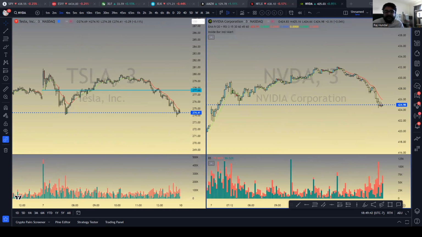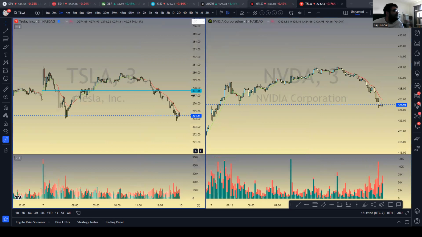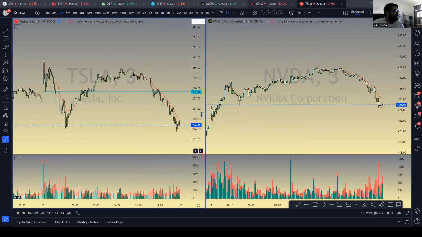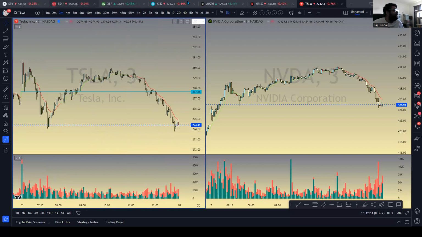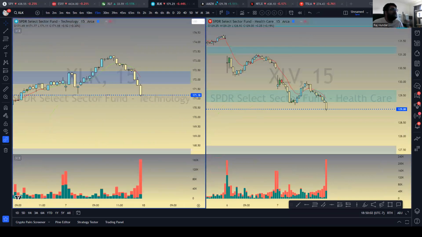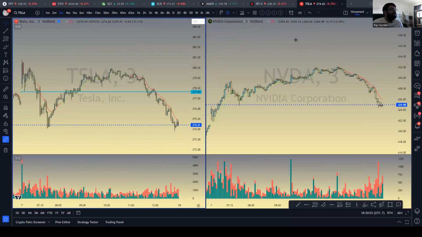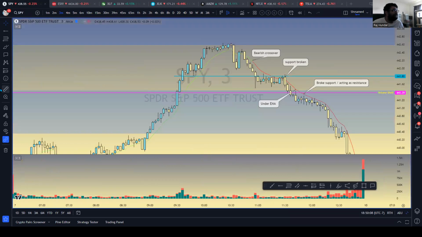XLC and XLY, I'm going to add them. I'm going to watch them too, because again, these all add confluences to your SPY or ES trades. If you trade the indices, like if you trade QQQ or the NASDAQ, just watch tech. If you trade SPY or ES like I do, that's why I watch all of these, because I'm mainly trading SPY and ES.